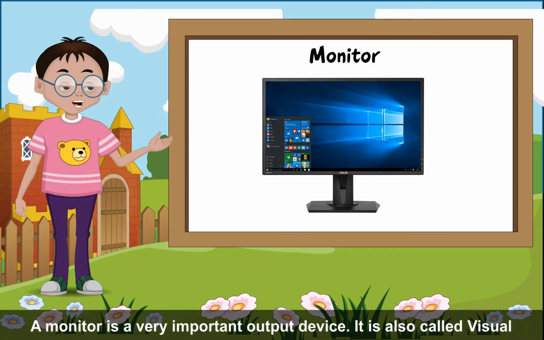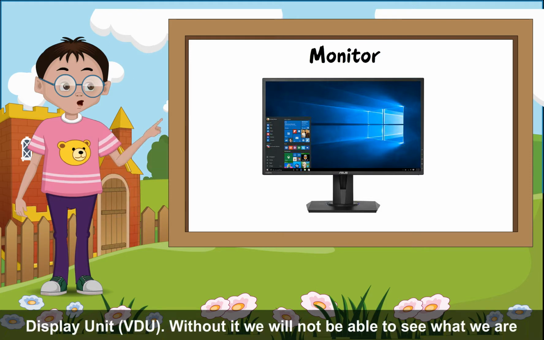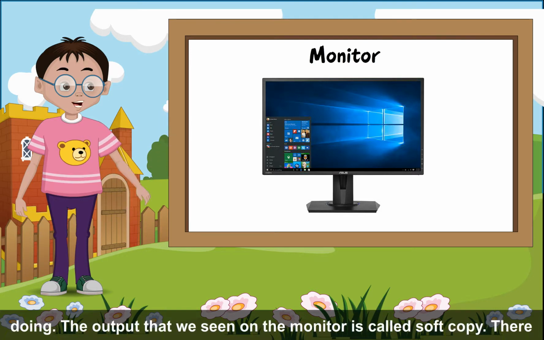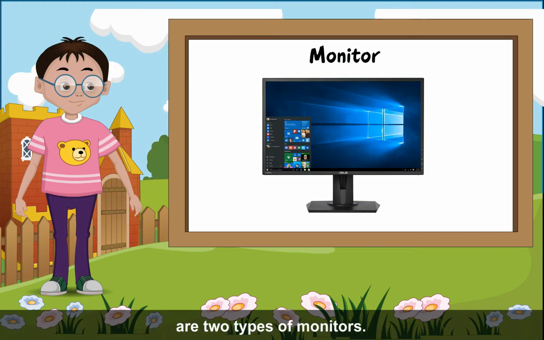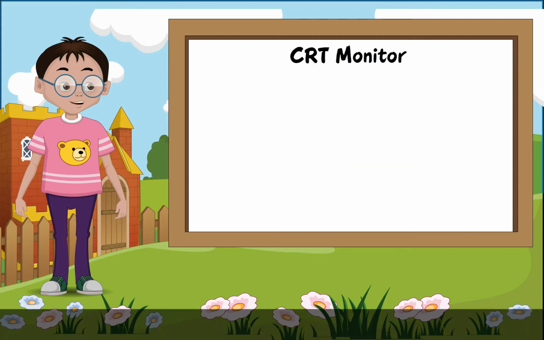Monitor. A monitor is a very important output device. It is also called Visual Display Unit or VDU. Without it, we will not be able to see what we are doing. The output that we see on the monitor is called soft copy. There are two types of monitors.